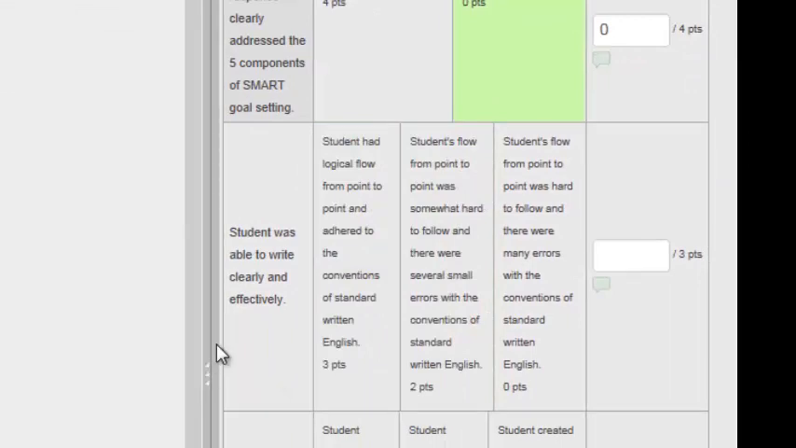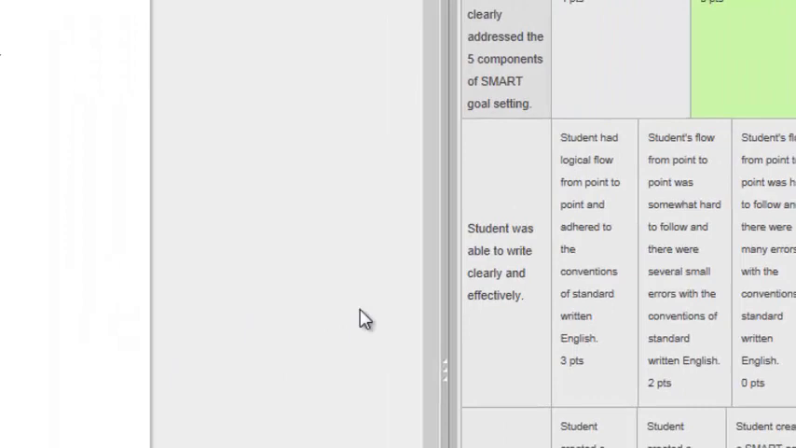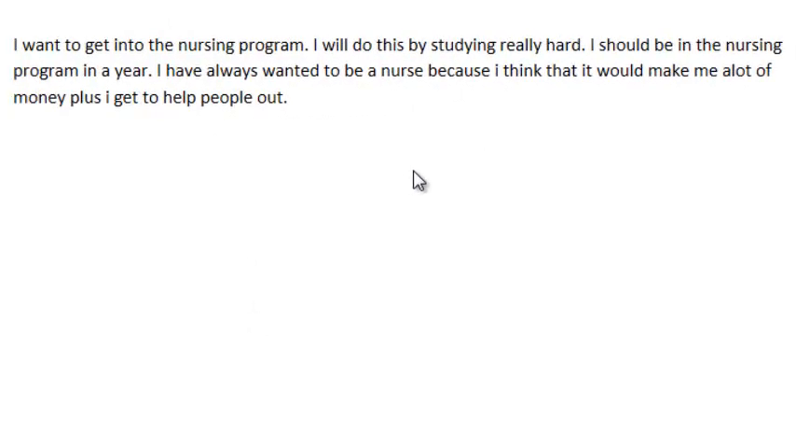Student was able to write clearly and effectively. Well, if we look back at our example, we can see that the goal is pretty hard to follow. I have a hard time figuring out if it's smart or not because everything is not clearly labeled. I can make a lot of assumptions, but when instructors are grading assignments, if an instructor has to make an assumption, chances are we're going to make the wrong assumption. So you need to make sure and be very specific and clear with what you're trying to say.